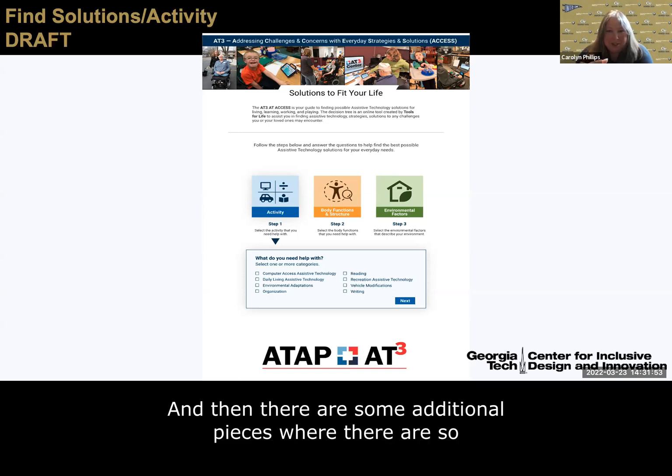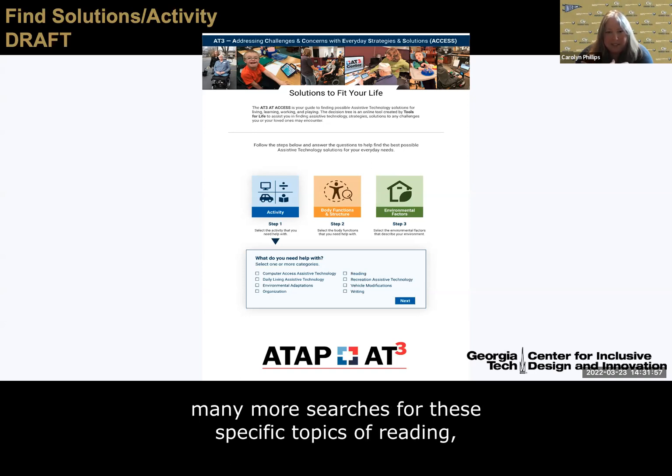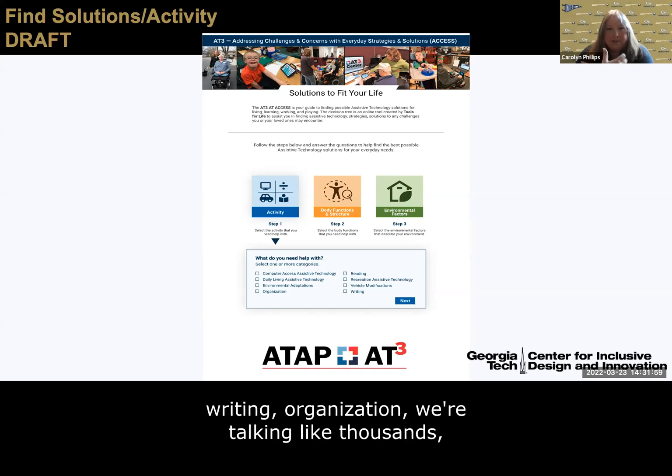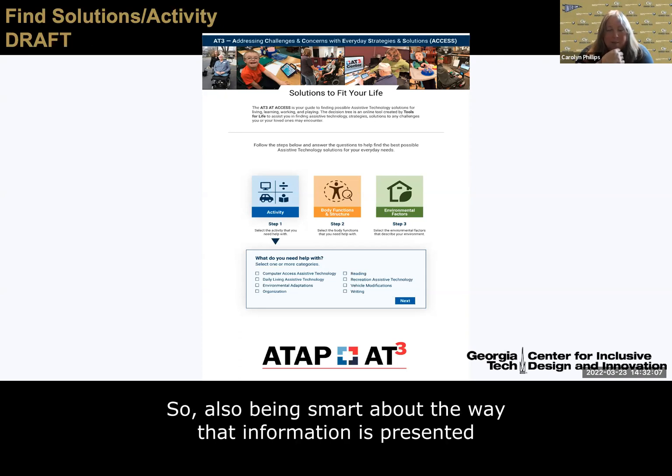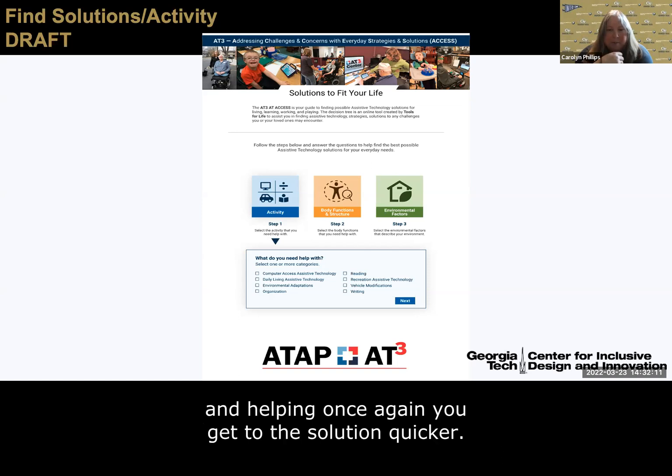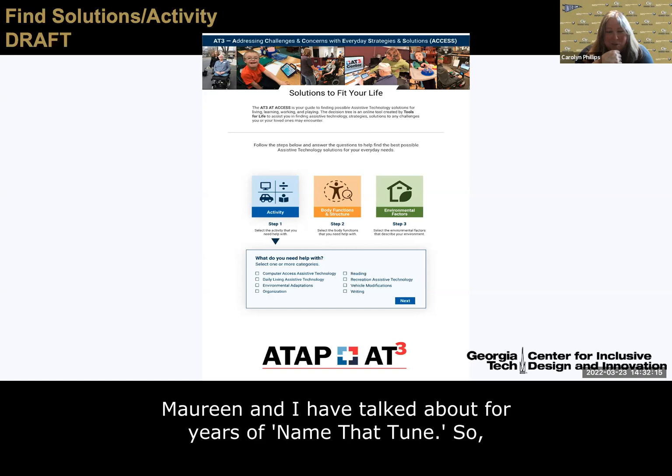And then there's some additional pieces where there are so many more searches for these specific topics of reading, writing, organization, that we're talking thousands, tens of thousands more searches. So also being smart about the way that information is presented and helping, once again, you get to the solution quicker. Maureen and I have talked for years about Name That Tune.